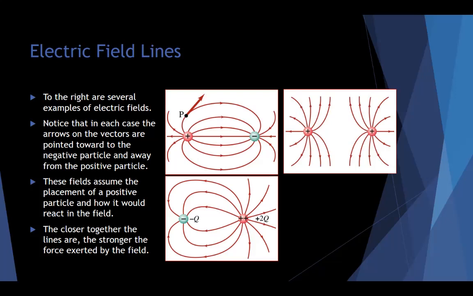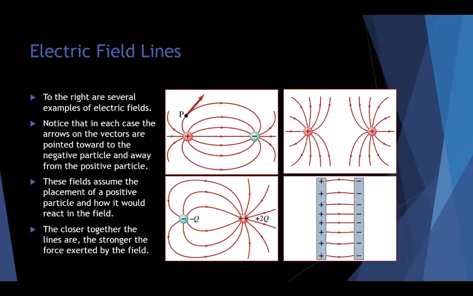Lastly, I want to show you a different kind of setup. We've been doing point charges, but what if you had a bar charge? You can see that in this particular instance, we have a positively charged bar on the left and a negatively charged bar on the right, and the electric field lines simply go across it.